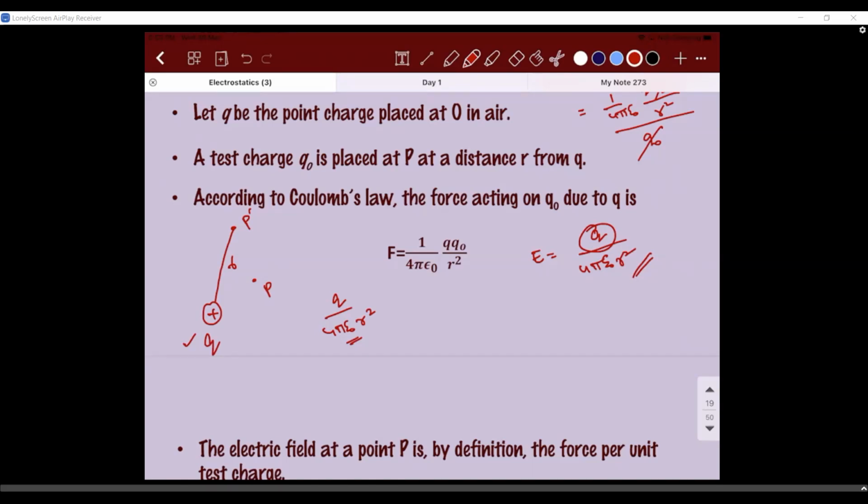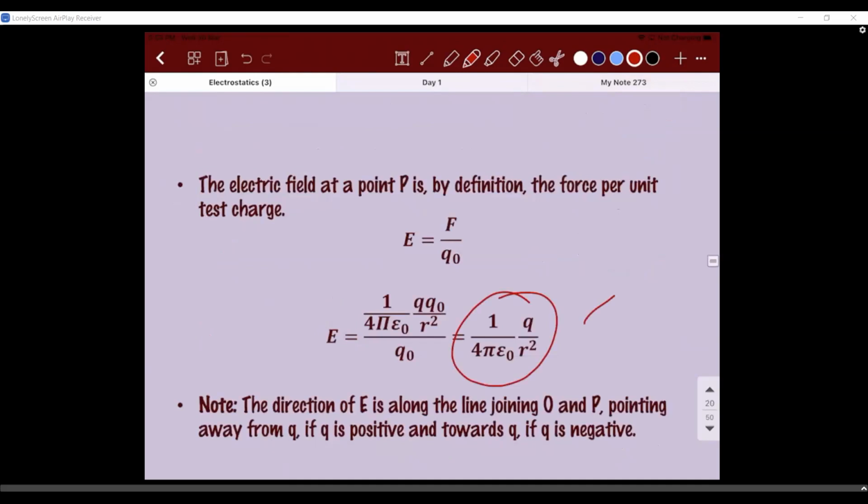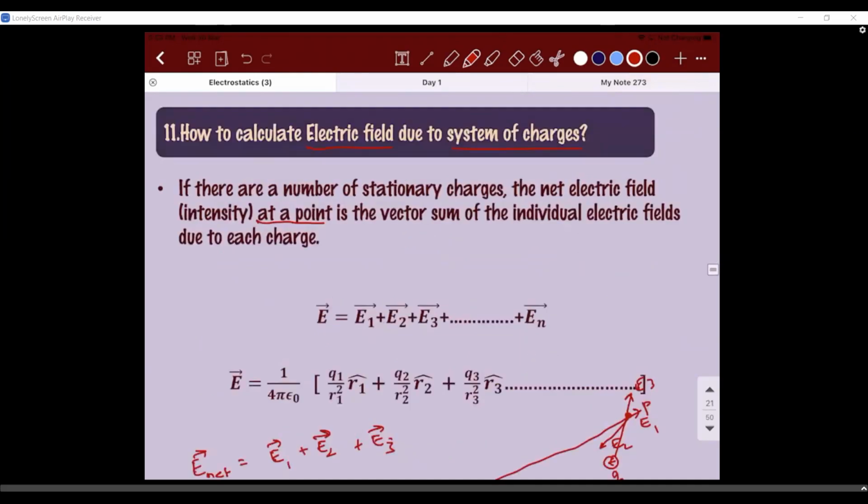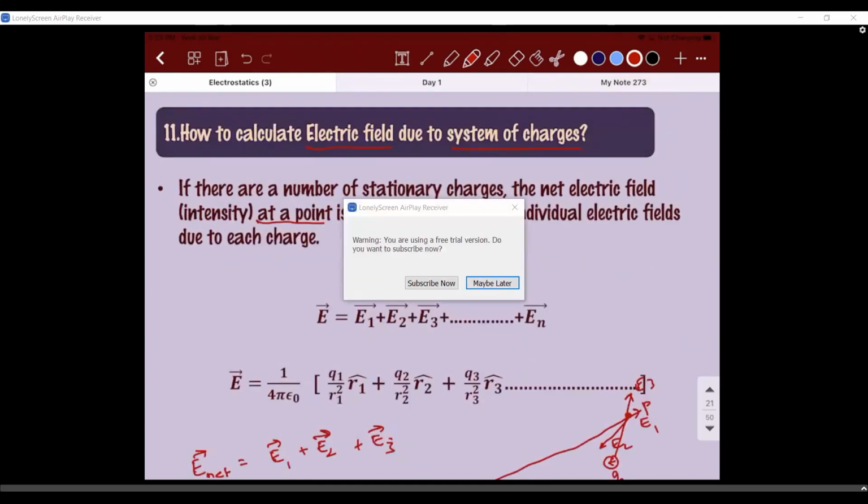Why I'm stressing one important point is many of them make mistakes with directions. They know the formula, but they make mistakes with directions. I've seen it in papers, so don't do that. Next time onwards, if it is a positive charge, electric field at that point is away, so draw an arrow away from point P. If it is a negative charge, draw it towards. This is the only correction I want you to make.